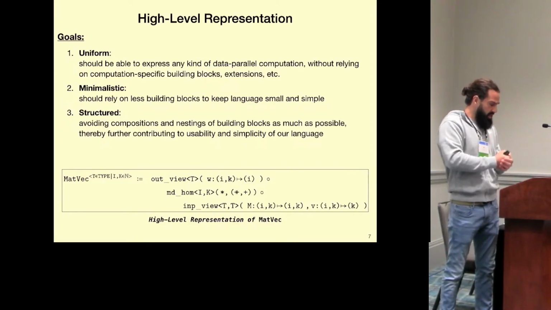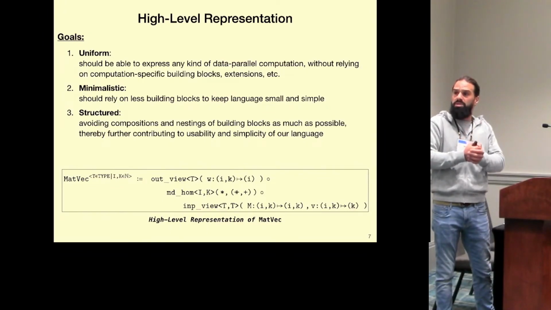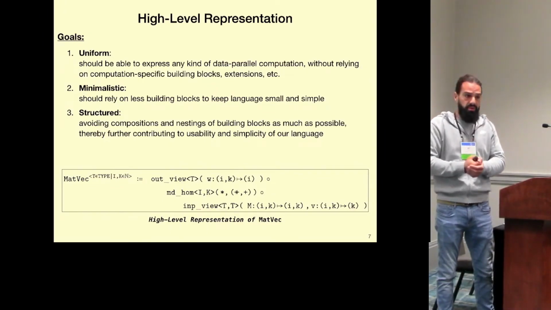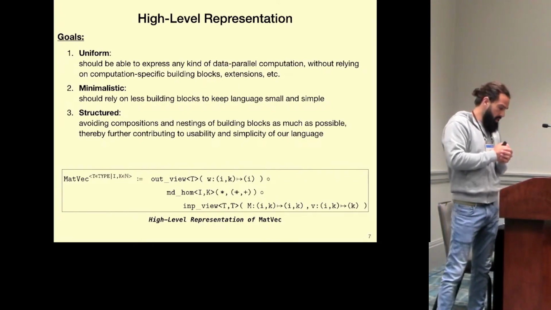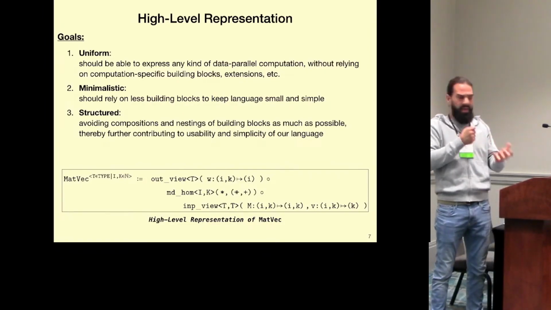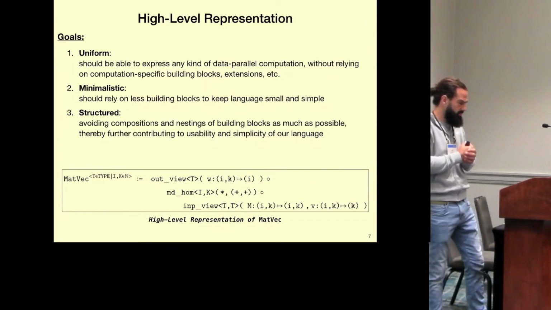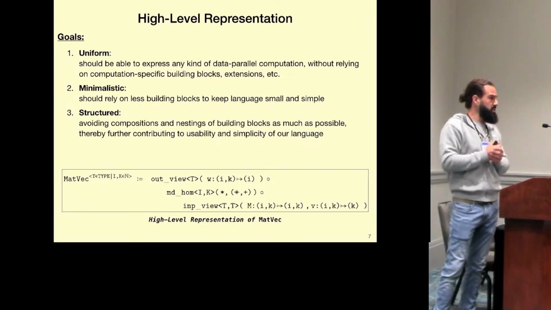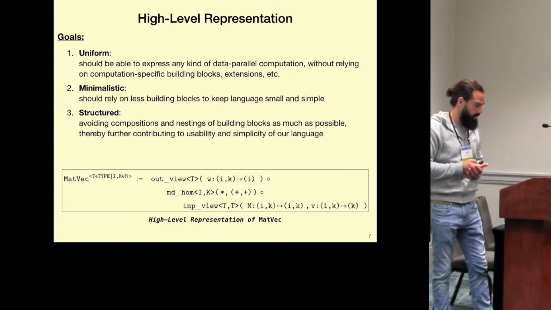Then we want it to be minimalistic. Minimalistic means we want to rely on as few building blocks as possible to keep our language small and simple. Small and simple for the user and of course also for us implementers. And we also want the language to be structured, which means we want to avoid complex compositions and nestings of the building blocks as much as possible, which further contributes to the simplicity of our language. Again, for the user and also for us implementers.